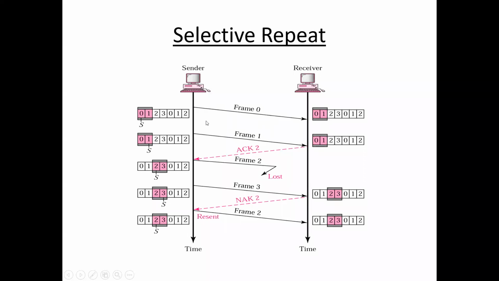Sender sends frame 0 and sender sends frame 1 and receiver sends ACK2, that is acknowledgement for frame 0 and frame 1. Next here, frame 2 is lost. That means here frame 2 is corrupted. Next here, sender sends frame 3 and receiver sends NAK2, negative acknowledgement, to the sender. So here sender assumes that there is an error in frame 2. So sender retransmits that frame 2 again.